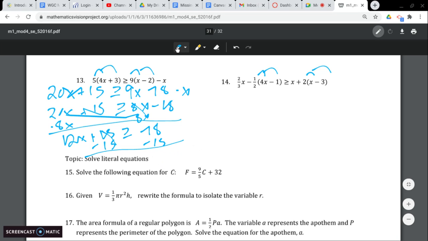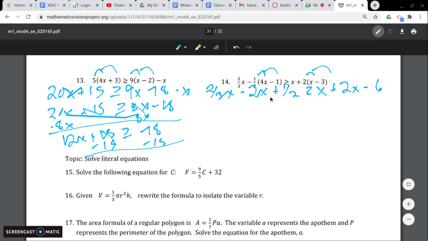Okay, so we're going to have 2/3 x minus 4 times a half is going to give us 2. So minus 2x plus 1/2 is greater than or equal to x plus 2x minus 6. So first thing we need to do is combine like terms on either side.